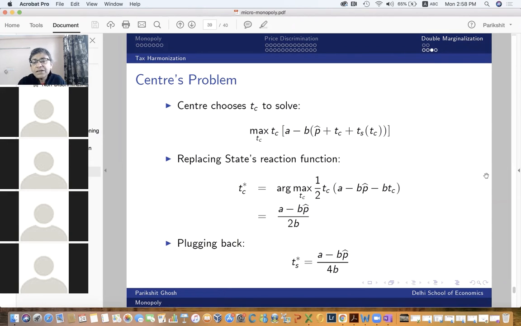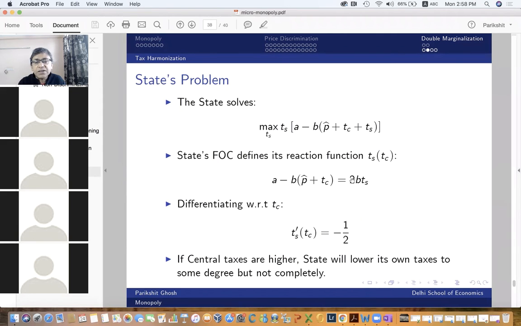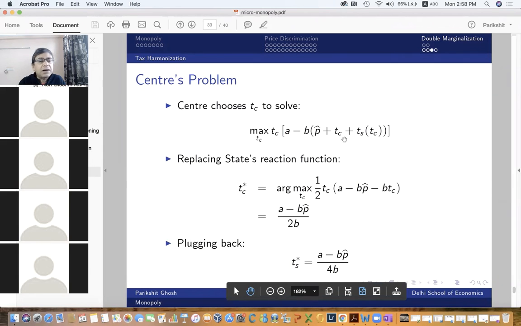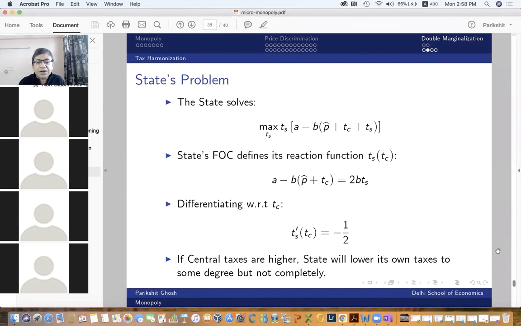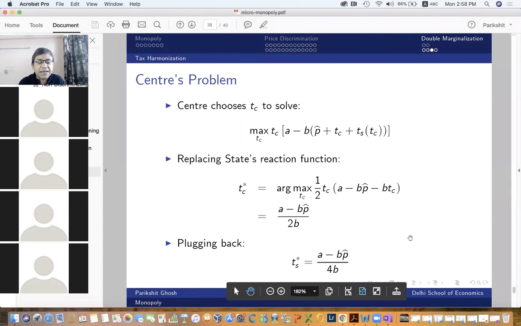So we insert the reaction function we calculated over here, it's linear, into the center's maximization problem. And then we do the maximization, first derivative equals 0. That gives an optimal tax rate for the center, which is this. And now you can go back into the reaction function of the state, plug in the center's optimal tax rate. And from that, you can calculate what the state's tax choice will be at the end of the day. Which turns out to be this, half of the center's tax rate in this linear model.